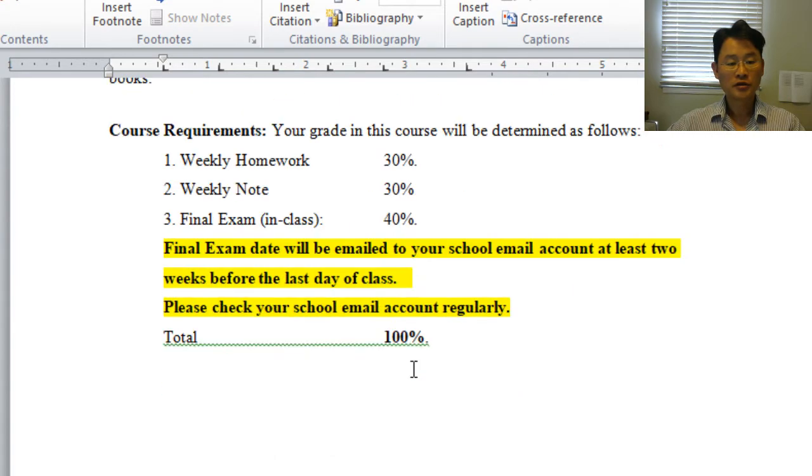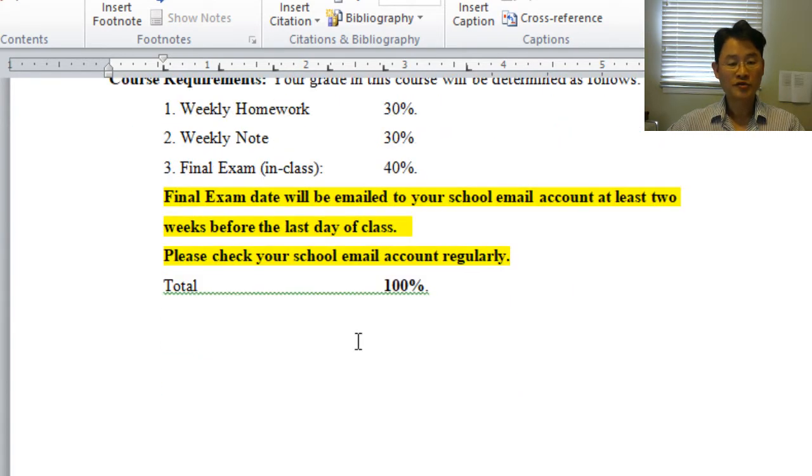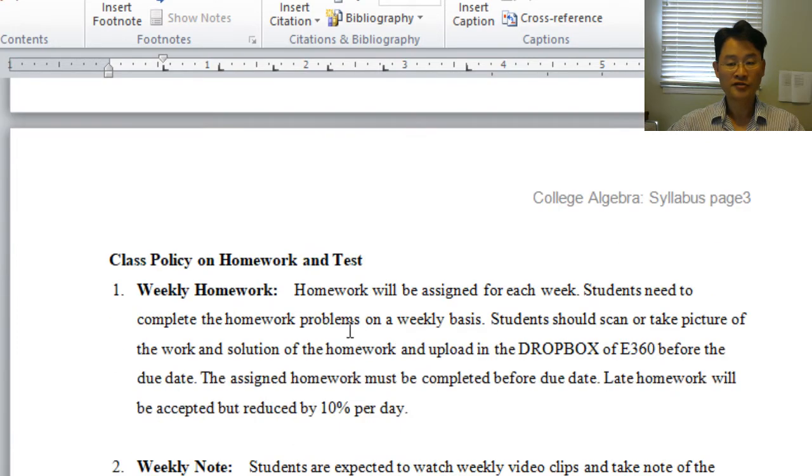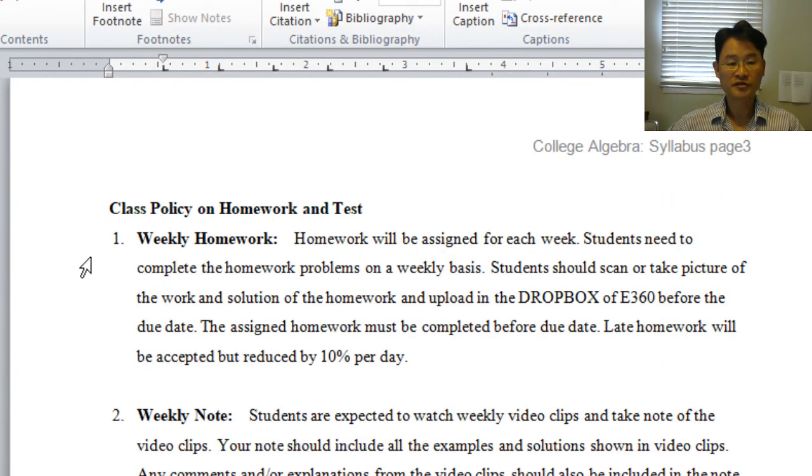So that's going to be our course composition, and there's more detailed descriptions. So homework will be assigned for each week. Students need to complete the homework problem on a weekly basis. There'll be a due date listed there. Students should scan or take a picture of your work and upload that in a Dropbox of E360.